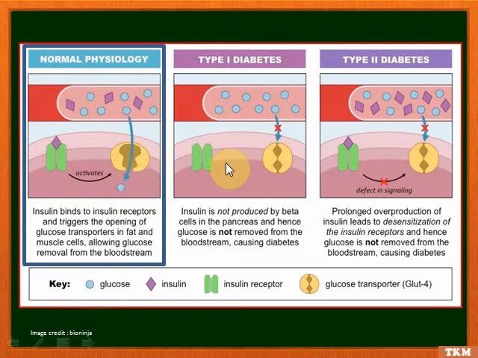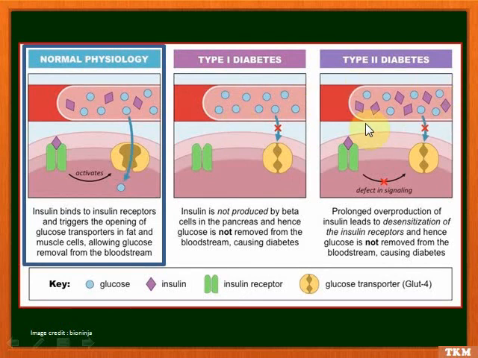Whereas in type 1 diabetes, what happens? Insulin is not produced by the beta cells in the pancreas, and this is the reason the glucose in the bloodstream is not removed. Why? Because for these insulin receptors to get activated, we require insulin. If insulin is not there in the bloodstream, the insulin receptors will not get activated, they will not send a signal to the glucose transporter, and it will not take up the glucose present in the bloodstream, and this leads to a higher amount of glucose in the bloodstream.